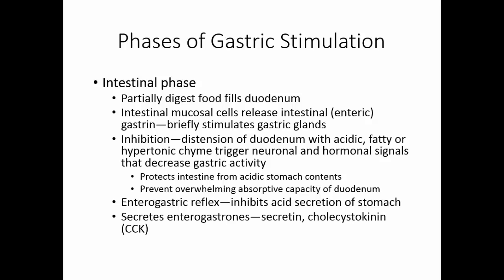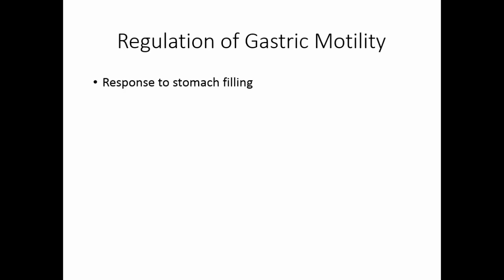Also, secretion of enterogastrones, particularly secretin and cholecystokinin, occur, and this does things to slow down the stomach as well as prepare the duodenum for the digestive processes it has going on. Gastric motility is regulated through several factors.